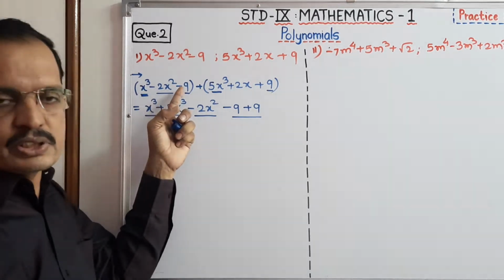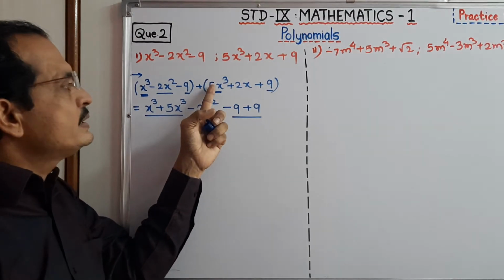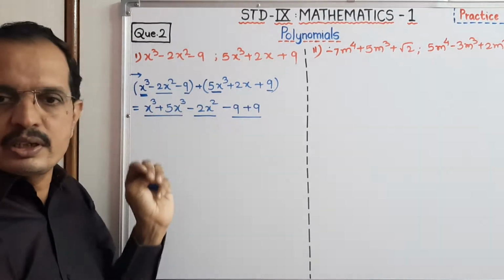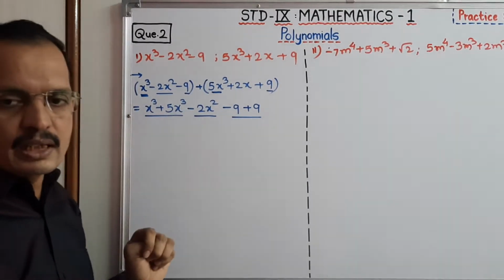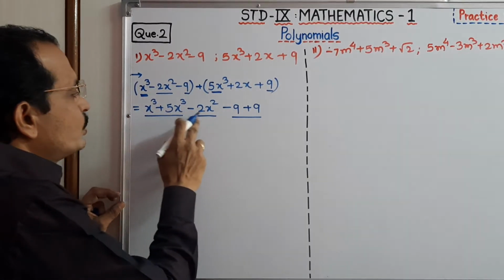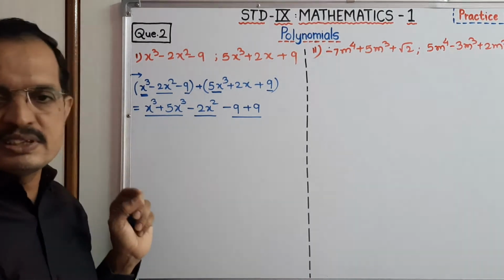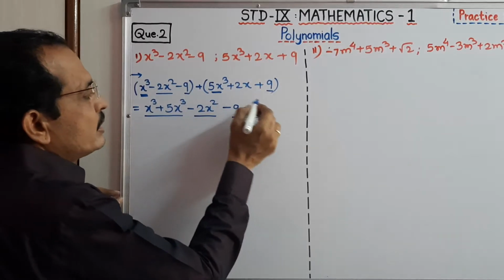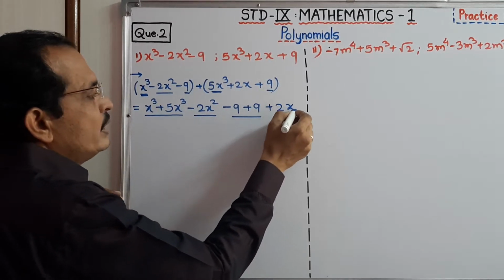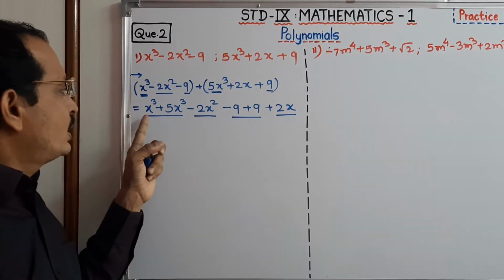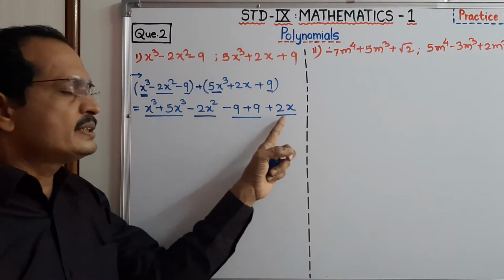Now dear students, see here, 1, 2, 3 terms in the first polynomial. In the second polynomial there are also 3 terms. Therefore total 6 terms are there. Here we write 1, 2, 3, 4, 5. That is, one term is remaining. And which is the remaining term? That is 2x. We have to write it here. Now see here, 1, 2, 3, 4, 5, 6 terms are there.